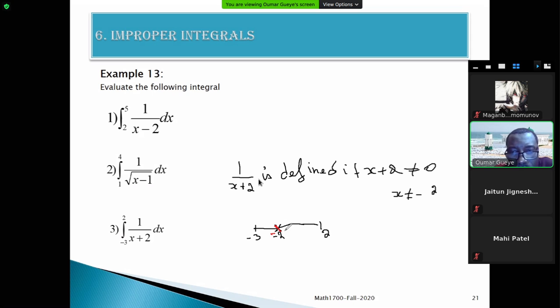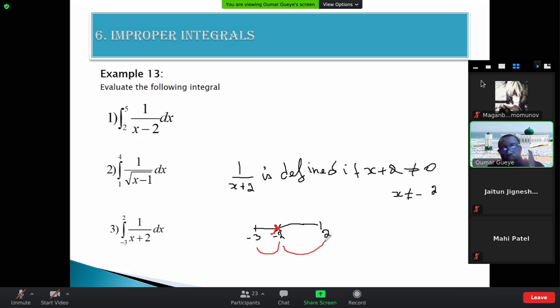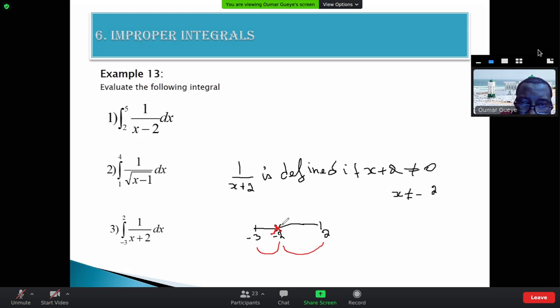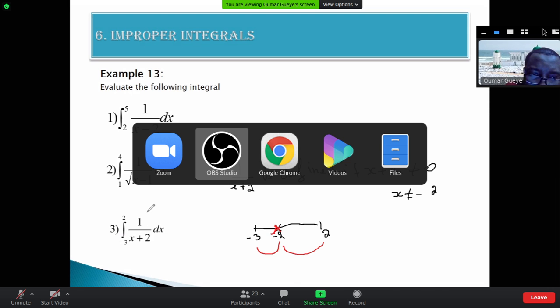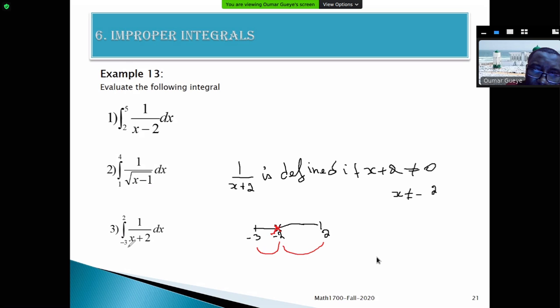And to calculate such kind of integral, you guys need to split it into integrals. So you're gonna integrate from -3 to -2. After gonna be -2 to 2. Okay. So you guys can see here, sometimes, the point where the function is discontinuous could be inside of the integral. So we can hide it inside the integral.